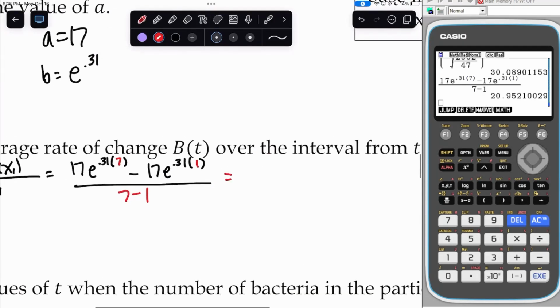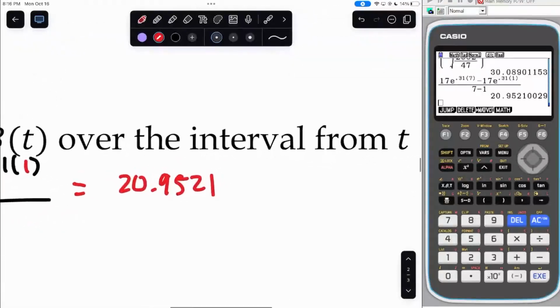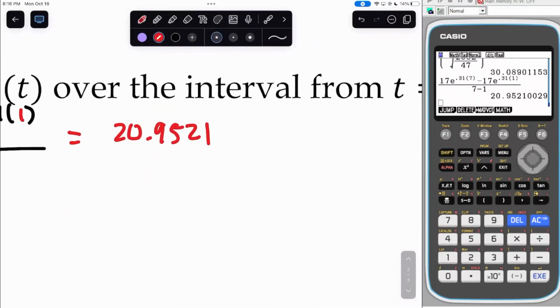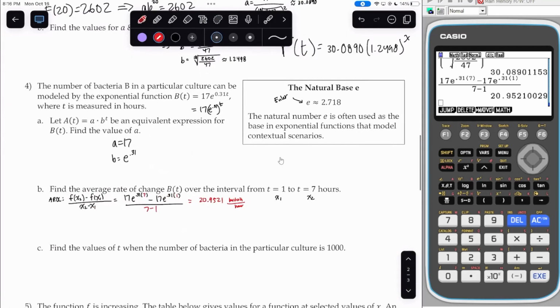So my average rate of change is 20.9521. The context of the problem is about a bacteria culture, so not like the culture of bacteria, but you know what I mean. Bacteria per hour, right? So this is how much I'm increasing by. That's the average rate of change, right? That's how much change is occurring. It's increasing by this amount every hour, at least from t equals 1 to 7. Of course, it's exponential, but as far as the rate of change from 1 to 7, this is what we say. It'll probably get larger as the hours go on.